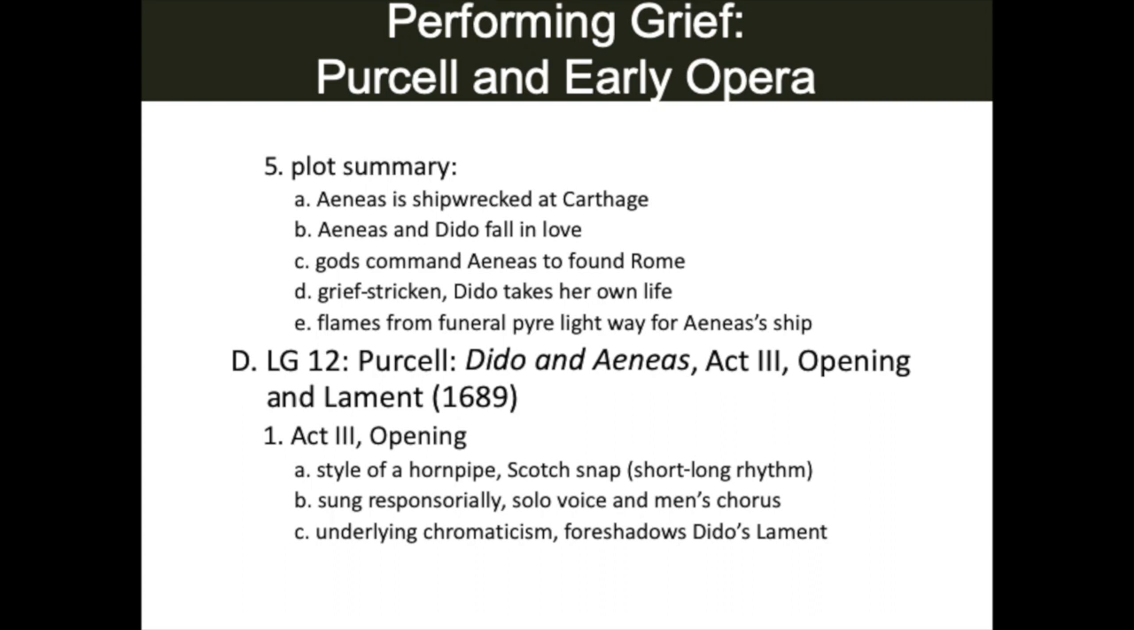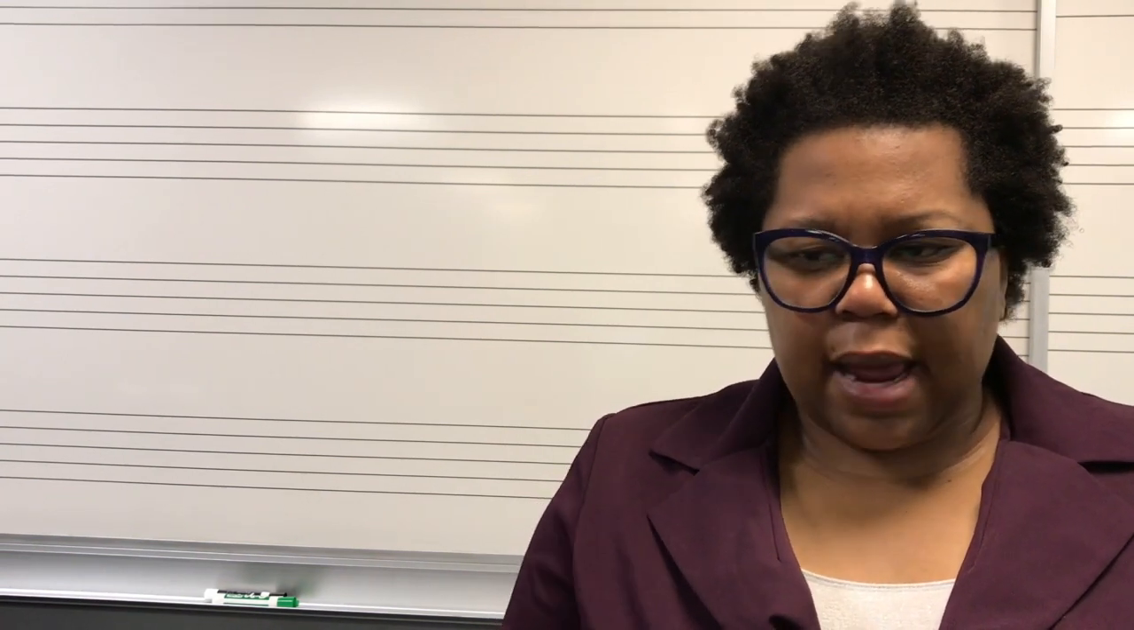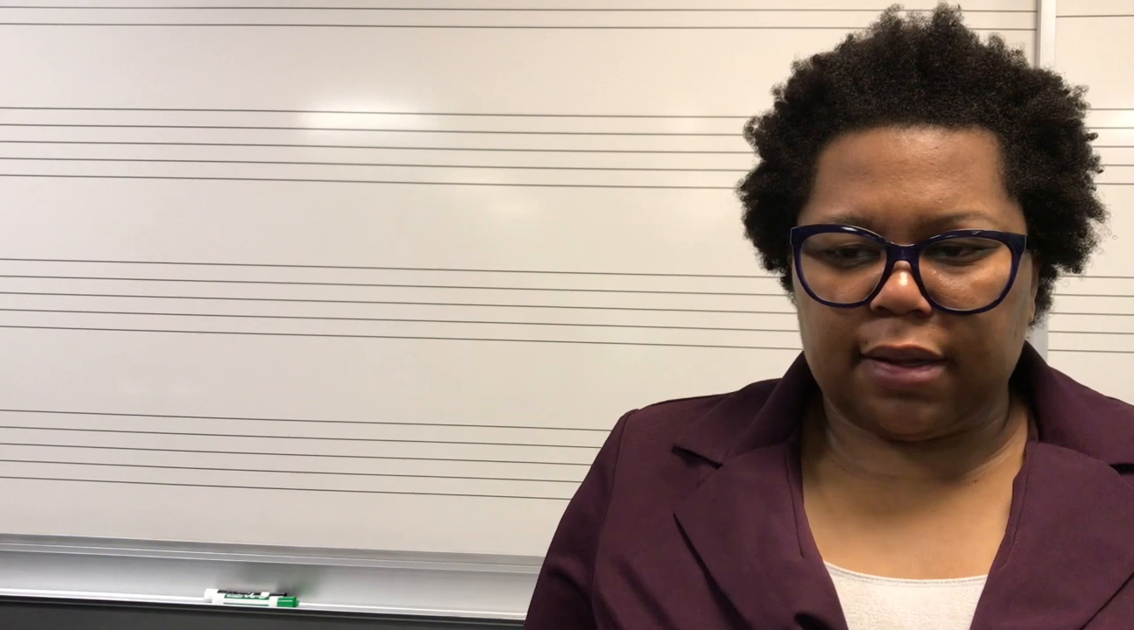So for listening guide 12, we have Purcell's Dido and Aeneas. This is from Act 3, the opening and lament. Now in Act 3 opening, the style is of a hornpipe, and we call that a Scotch snap, where the rhythm is a short long, like da da da da da da. It has that characteristic, kind of like a hunting type call.